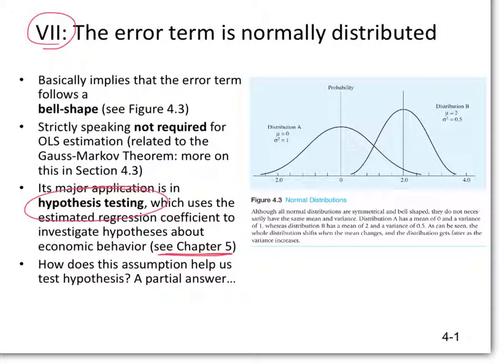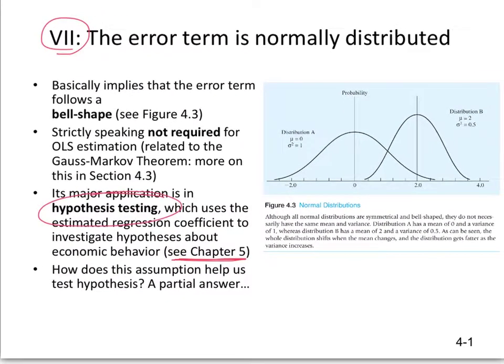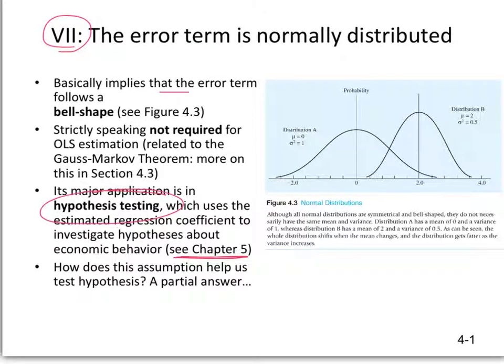So the assumption itself is that the error term is going to be normally distributed. Okay, the error term is going to be normally distributed, and we know that the normal distribution has this sort of bell-shaped curve kind of appearance, right?